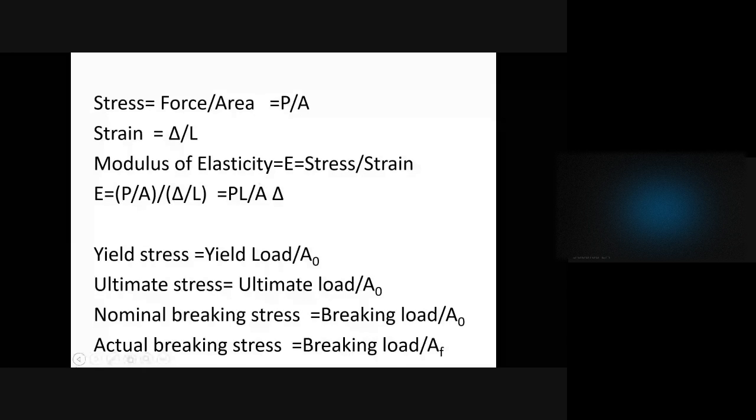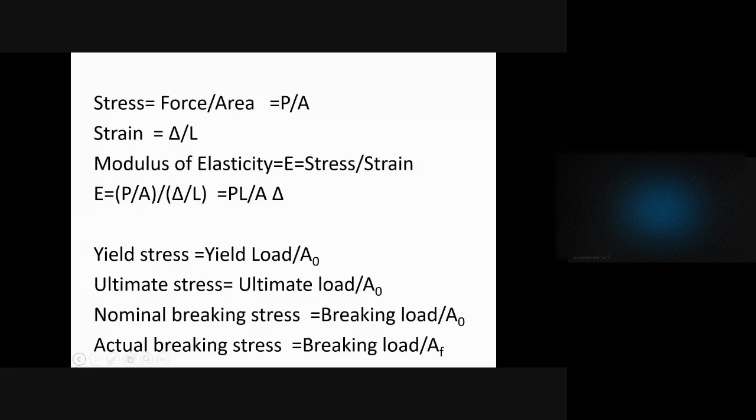As per the notations that we are using, P represents the tensile force that we are applying, A is the area of cross section of the steel specimen that we are using for the test, delta is the increase in the length, and capital L is the original length of the specimen. So stress by strain: P divided by A is the stress and delta by L is the strain. So when we write P by A divided by delta by L, it can be rewritten as PL divided by A delta. That is the equation that we are using for determining the modulus of elasticity.